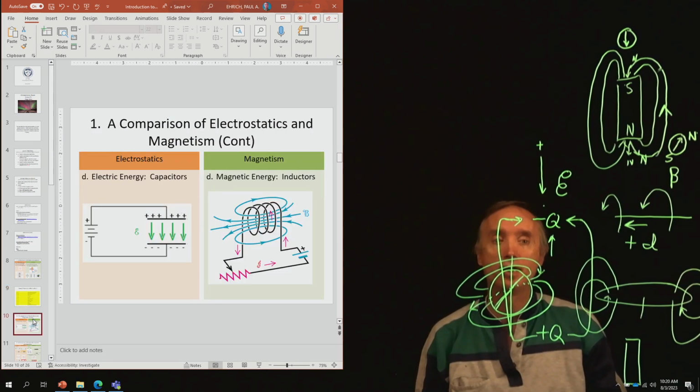All right, so let's take a break, and when we come back, we're going to compare capacitors with inductors.